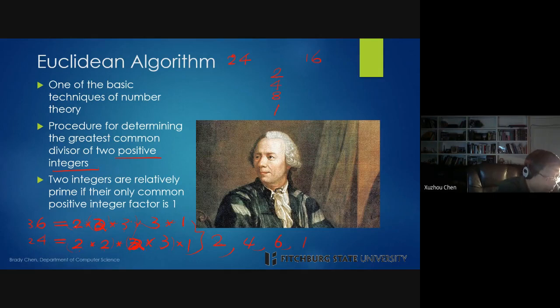Oh, you have 2 times 2 times 2 times 3. Okay, so 2, 2, 3, 2, 2, 3. So you have a 12. So it looks like 1, 2, 4, 6, 12. These are the common divisors, right? Okay.